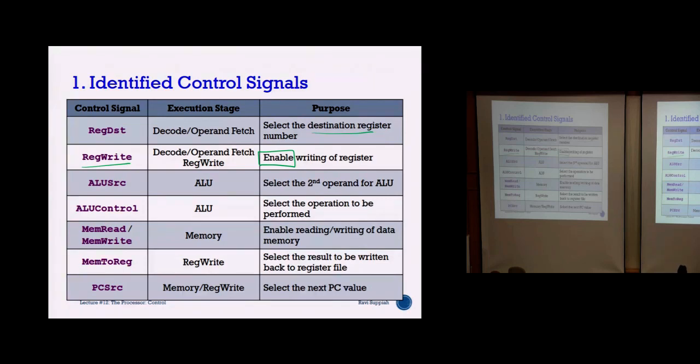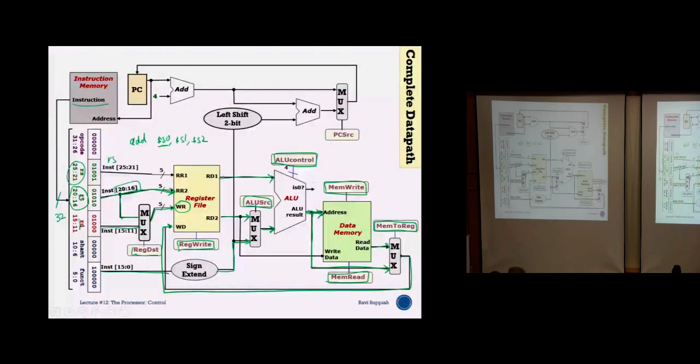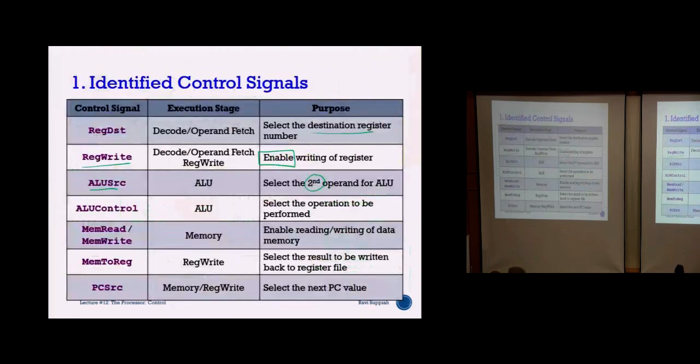Okay, ALU source is to select the second operand. Why second operand? Because your first operand is always fixed. Your first operand is always from your RD1, right, your register file. It's only the second operand that we need to make a decision whether it is from the register file or from your immediate value. Okay, so that is where your ALU source comes in.